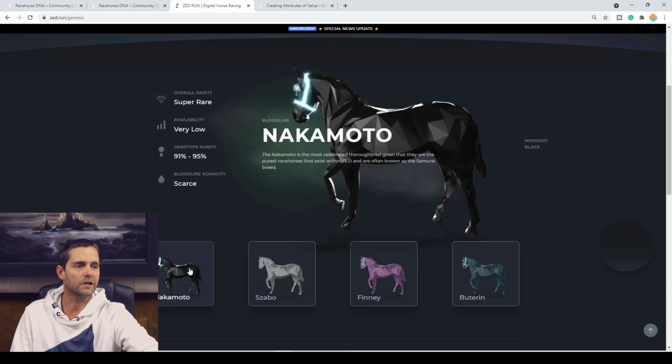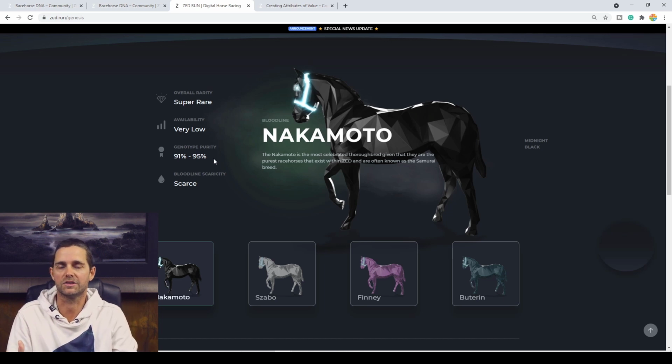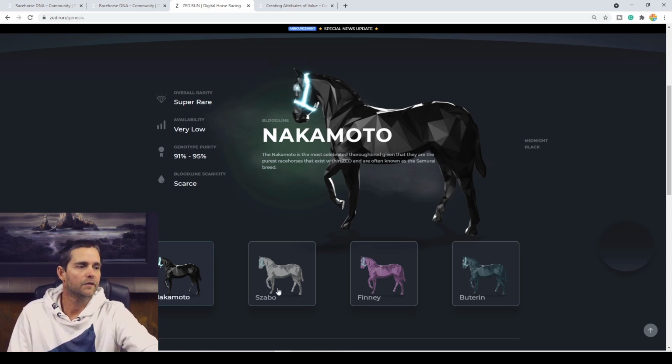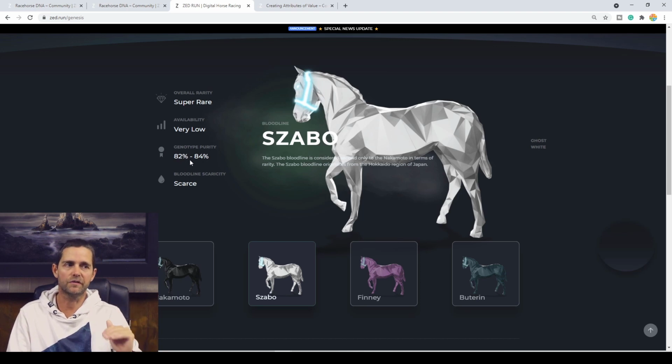You can see if we click on Nakamoto here that they contain 91 to 95% of the original Nakamoto bloodline, the original bloodline of the entire game. They hold and maintain, or are the guardians for, a large percentage of that bloodline. If we come down to Zabos, you see that genotype purity drops off a little bit. It's still very high at 82 to 84, but it drops down a little bit.